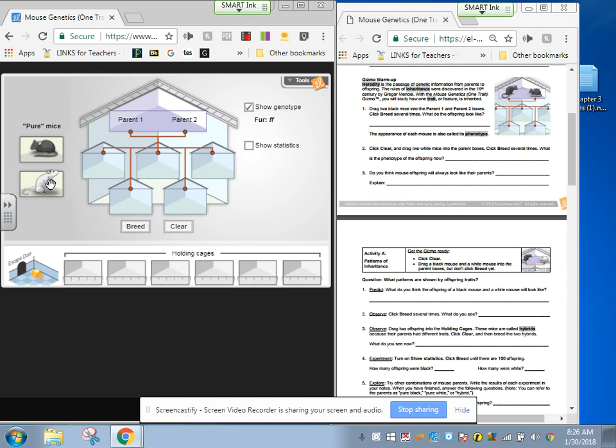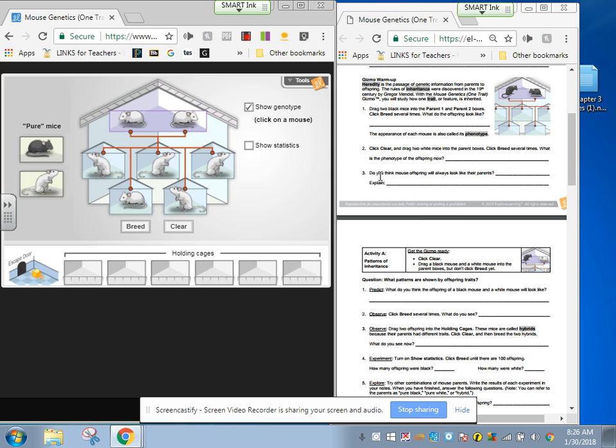So we hit clear, we drag two white mice, we do the same thing, and we breed them. And now they just changed the question. What is the phenotype of the offspring now? Now it's worded different, but it's actually the same thing. So at this point, we would say the phenotype of the mice is that we have white mice. Again, you can't say that the mice look the same. That doesn't actually tell you exactly what the phenotype is. The phenotype is white mice.